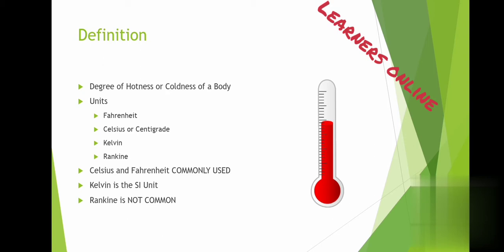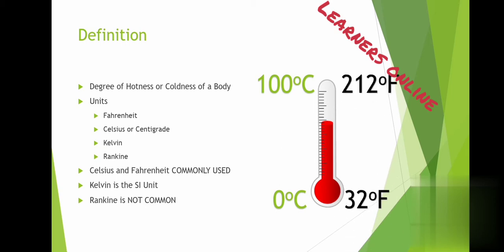The melting point of ice and the boiling point of water are 0 degrees and 100 degrees Celsius. If we divide this difference into 100 equal parts, then one part is known as 1 Celsius. The melting point of ice is 32 degrees Fahrenheit and its boiling point is 212 degrees Fahrenheit. When it is divided into 180 equal parts, then one part is known as 1 Fahrenheit.